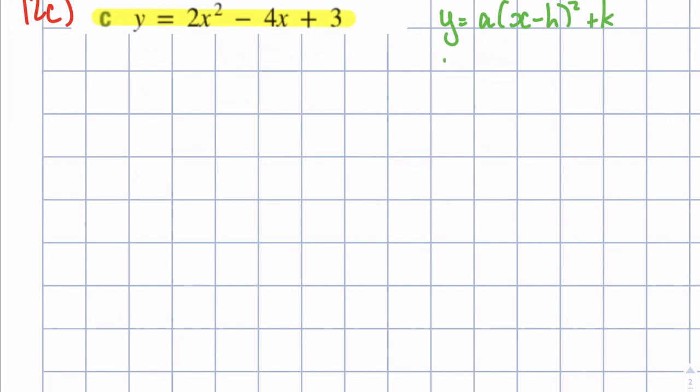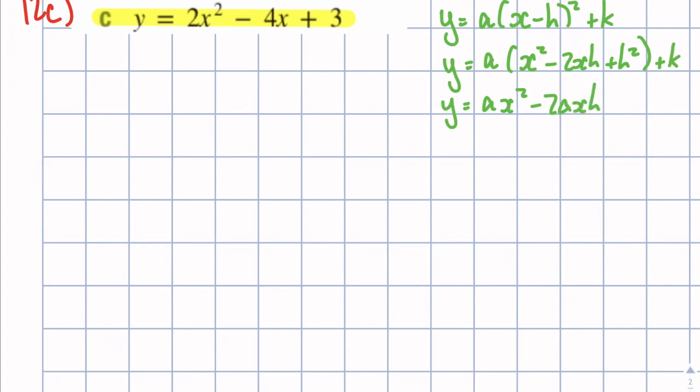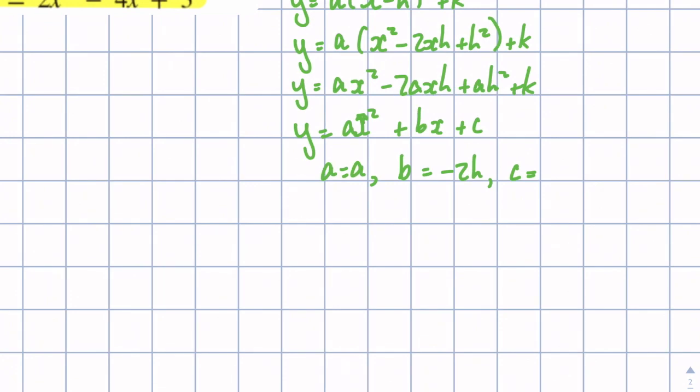If we were to expand this right-hand side, you don't have to do this, by the way, that's the same as a outside of x squared take 2xh plus h squared plus k. So y equals ax squared take 2axh plus ah squared plus k, which means if we've got y equals ax squared plus bx plus c, then a is a, b equals minus 2ah, c equals ah squared plus k.